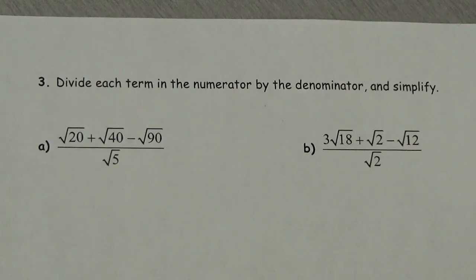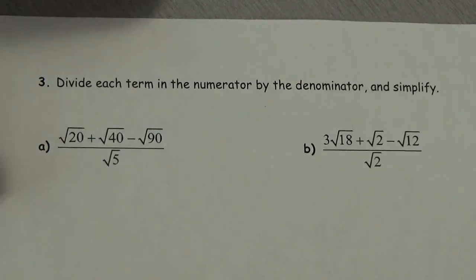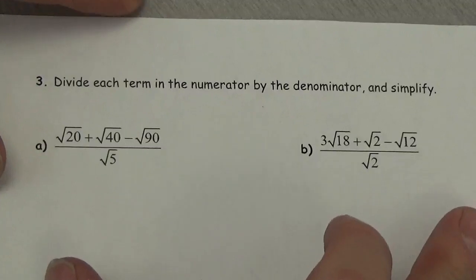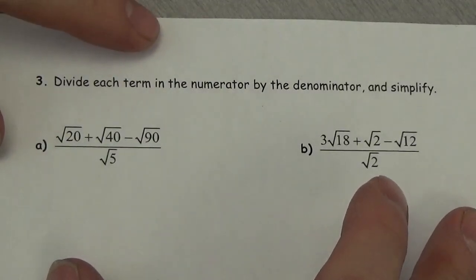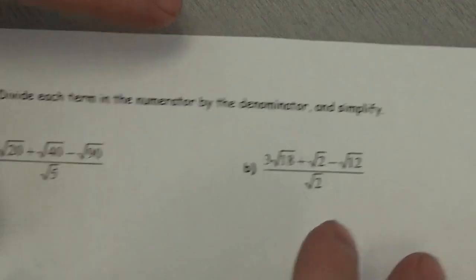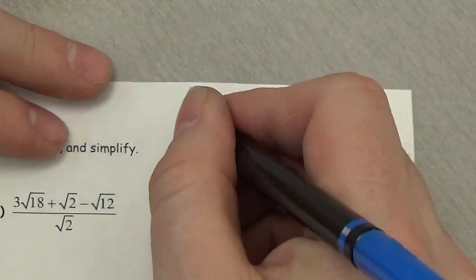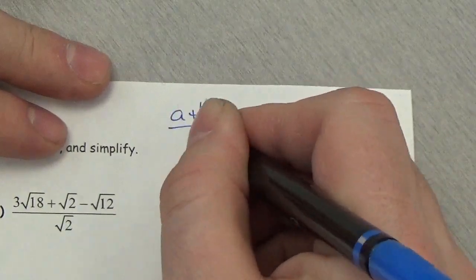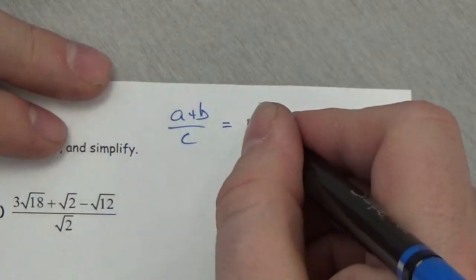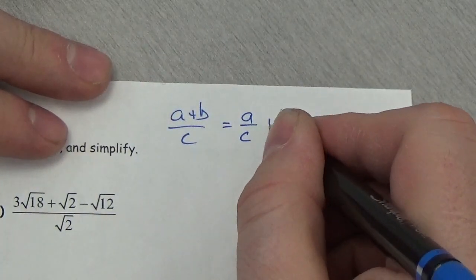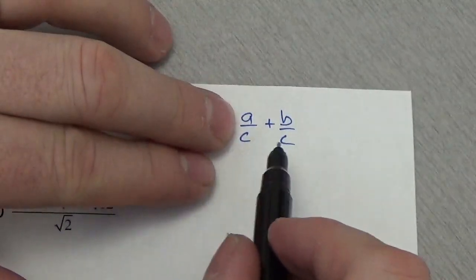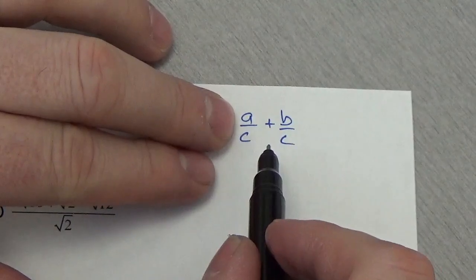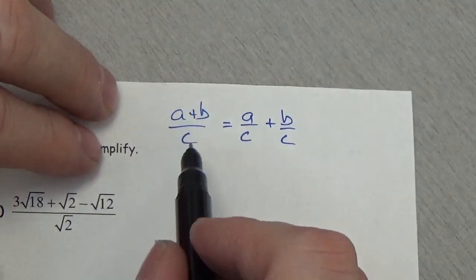All right, everybody, so for this question, it says divide each term in the numerator by the denominator and simplify. Now something you got to know about this, because it seems to be a rule in algebra that a lot of people tend to forget. If you've got a plus b divided by c, that is the same as a over c plus b over c.